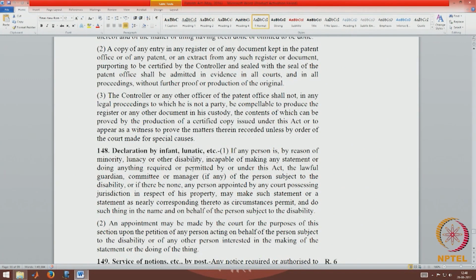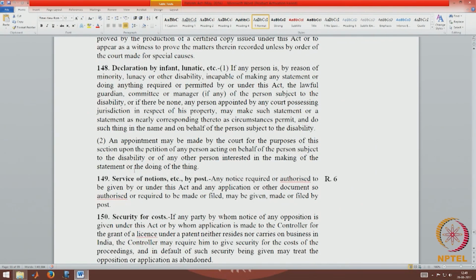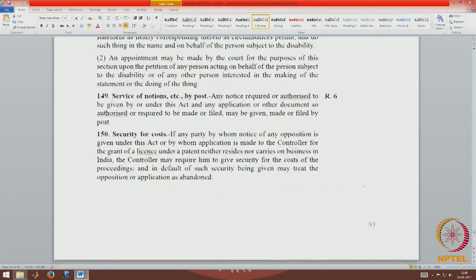Now, 148 deals with declaration by infant, lunatic, etc. In law, an infant or a lunatic or a person of unsound mind cannot enter into a contract. There is a legal disability, and that is factored here. If any person is by reason of minority, lunacy or disability incapable of making any statement or doing anything required or permitted by or under this Act, the lawful guardian, committee or manager can do it on his behalf. These provisions exist in different laws, so that has been incorporated in the Patents Act too.